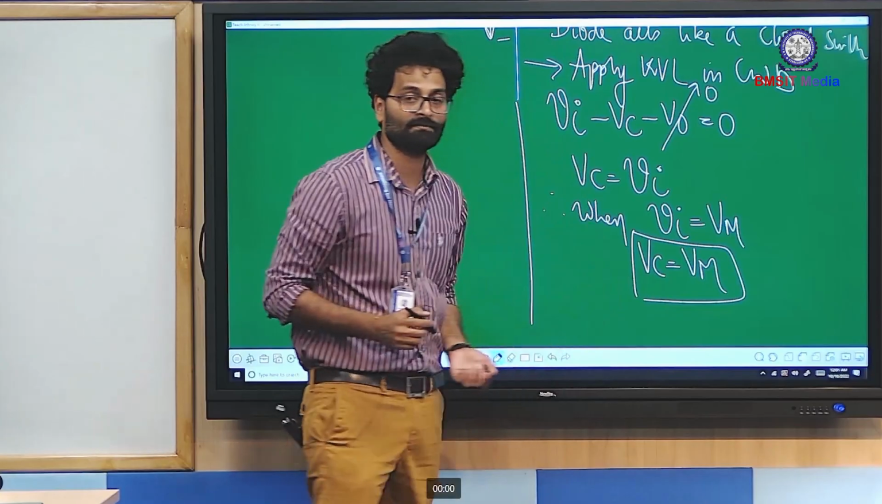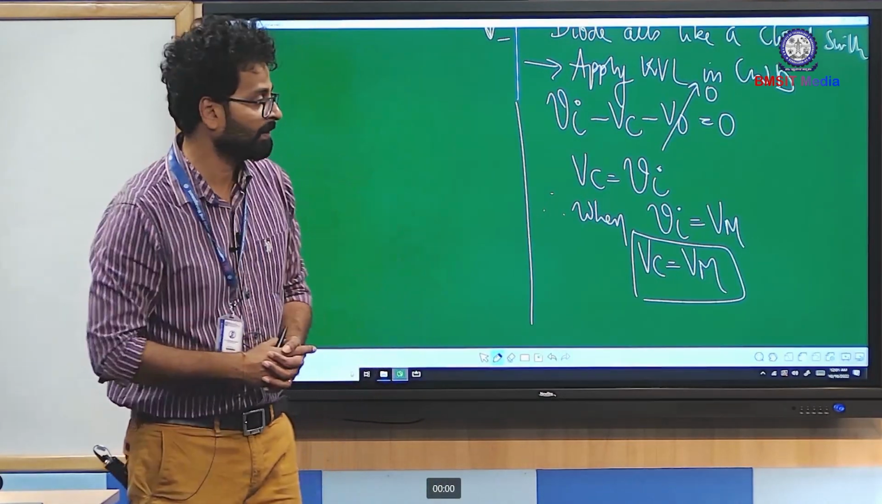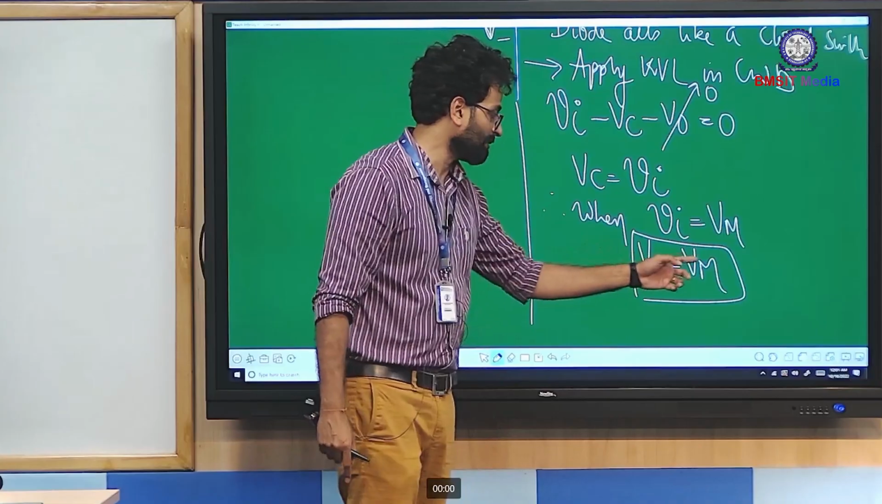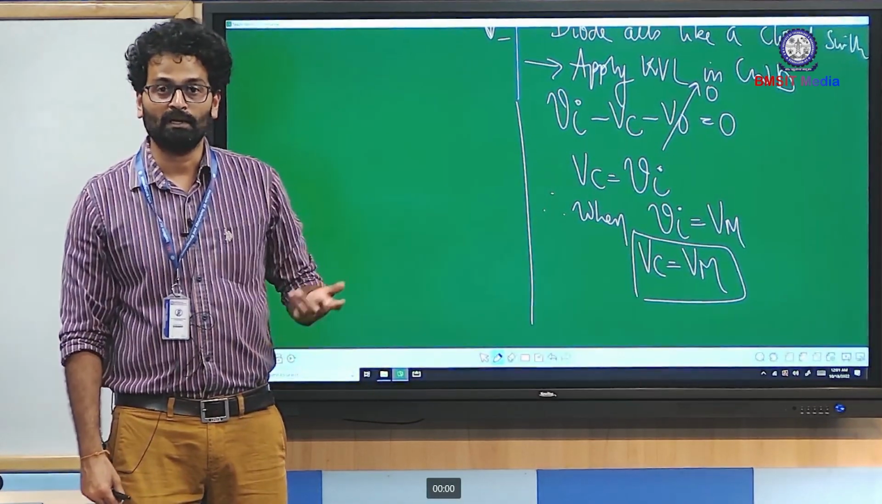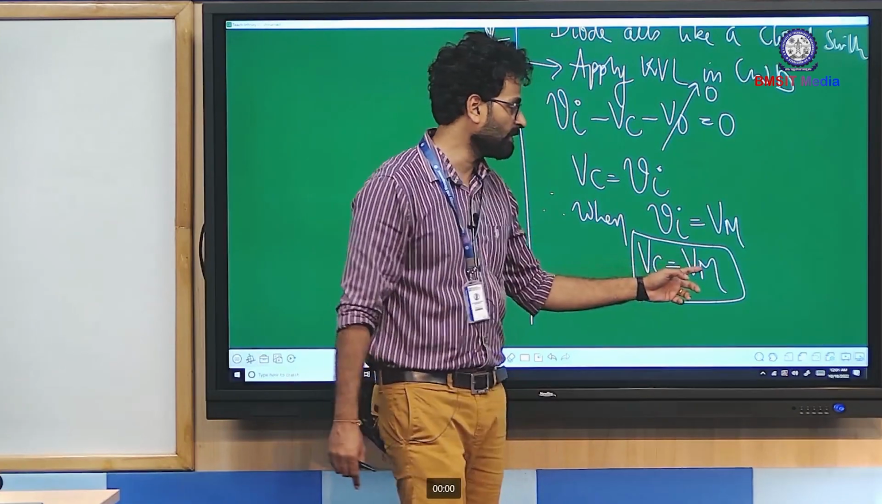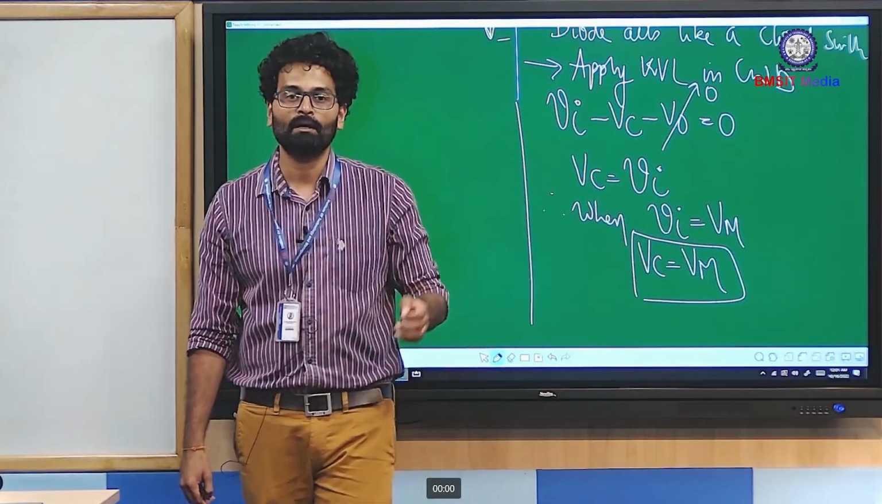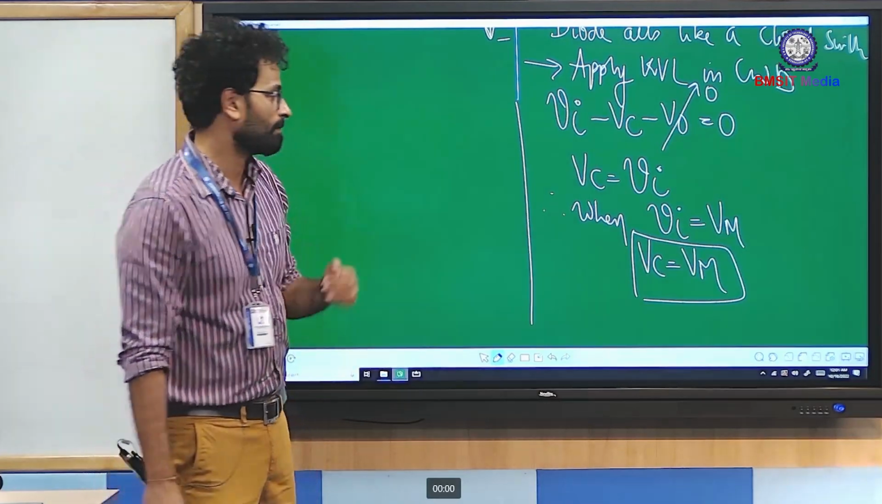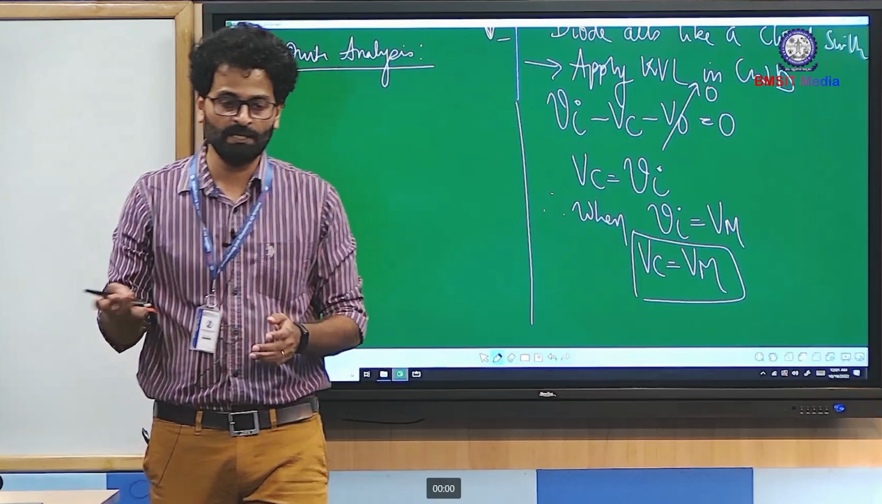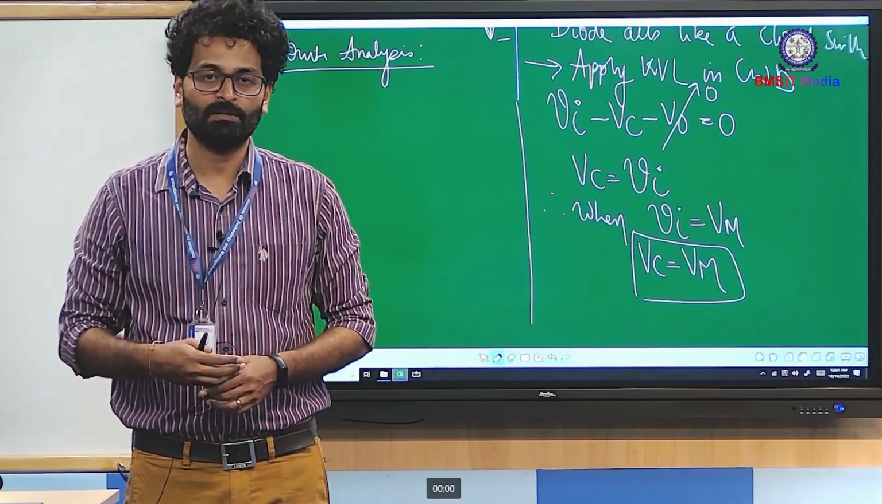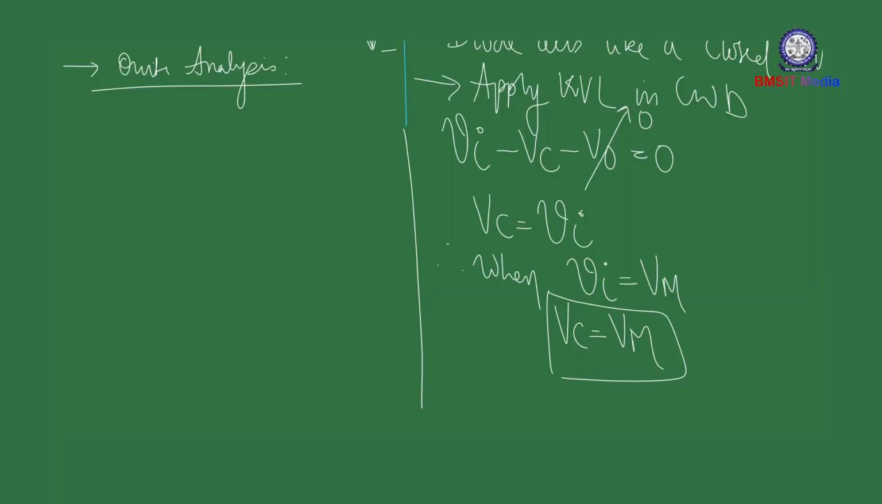Just like in the positive clamper, even in a negative clamper you would see that the capacitor gets charged to the maximum value of the input voltage. If you use a practical diode, then Vc is going to be Vm minus Vk, so you just have to bring Vk into the picture. Once the capacitor is charged to Vm, you can proceed to the output analysis. Just consider the positive half cycle, and for the negative half cycle you can provide the complementary explanation.